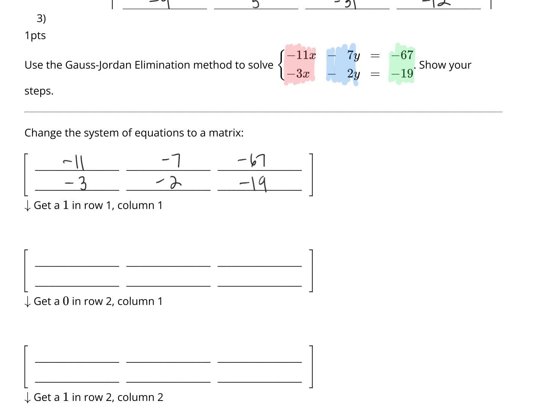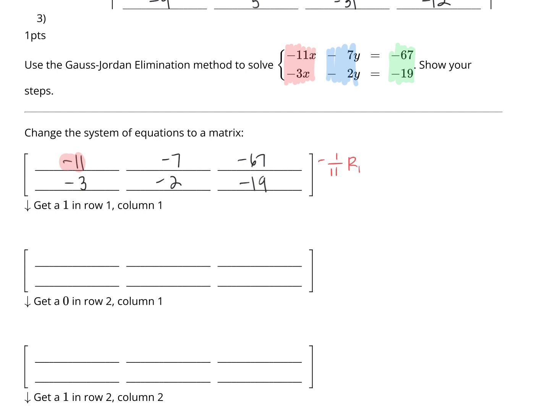Okay, so the next thing it asks us to do is get a 1 in row 1, column 1. So in this position, they want a 1. Whenever you're getting a 1, you're always using division or multiplication. So we will want to divide by negative 11. Remember that they don't really like to use division when you're using matrices, so you just say, okay, well, I'm going to multiply by negative 1 over 11.